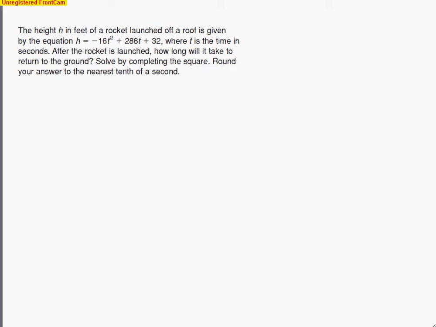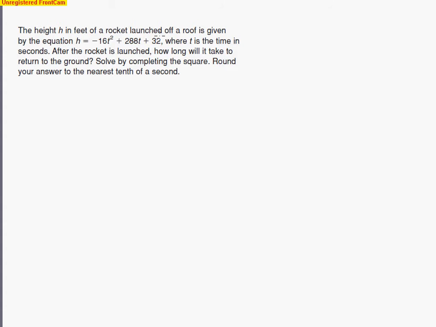So part 2 of today's lesson, we're completing the square to solve this quadratic. So this came from part 1, just ran out of time on that, so here it is. It talks about the height h in feet of a rocket launched off the roof is given by this equation. Notice that 32 feet, this is the height of the roof, so we know some information.